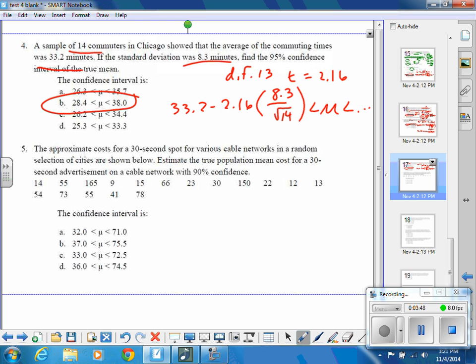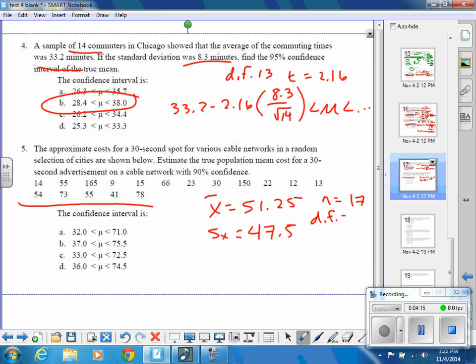Last but not least, again, you got to figure out what your X bar is. That comes out to be 51.25. Got to figure out what your sample standard deviation is. 47.5, okay? And here, you count how many there are. N is equal to 17, sorry. So then your degrees of freedom is 16, and you look that up, your T is equal to 1.746.